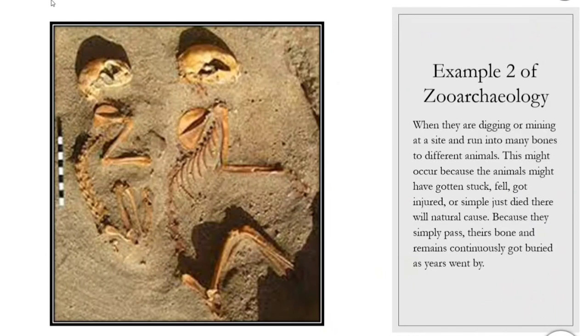Another example is if they are digging or mining at a site and they run into many bones of different animals, or even just bones of the same animal. This might occur because the animal might have gotten stuck, fell, got injured, or simply died of natural causes in that area. And over time, the animal just starts to become bone, and dirt, rocks, minerals, and soil will start to pile up on top of the bones. So therefore, when they find it, the bones are super deep in the ground and it's just bone.